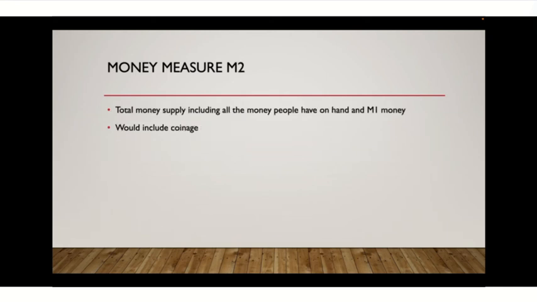The next measure is M2, and M2 is really pretty simple. It's going to include everything that was in M1, so all those checks, everything that is easily liquidable, and then it's going to add coinage. If you have your wallet on you while you're watching this, it's going to include everything in that. The only caveat is that it will not include any type of credit or credit cards. And so that brings us to our last measure.